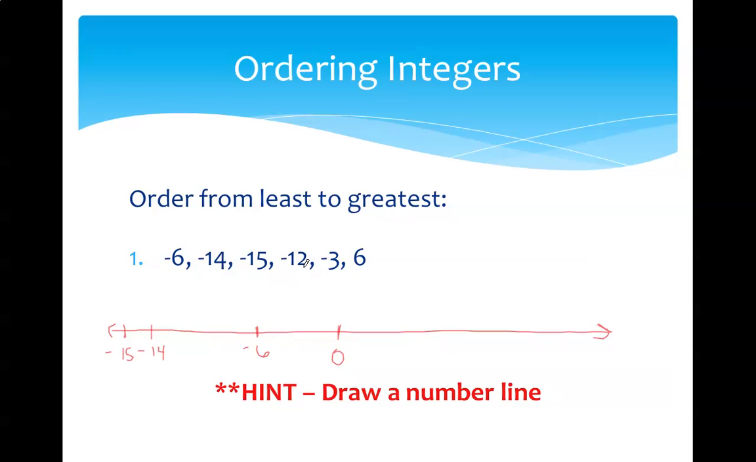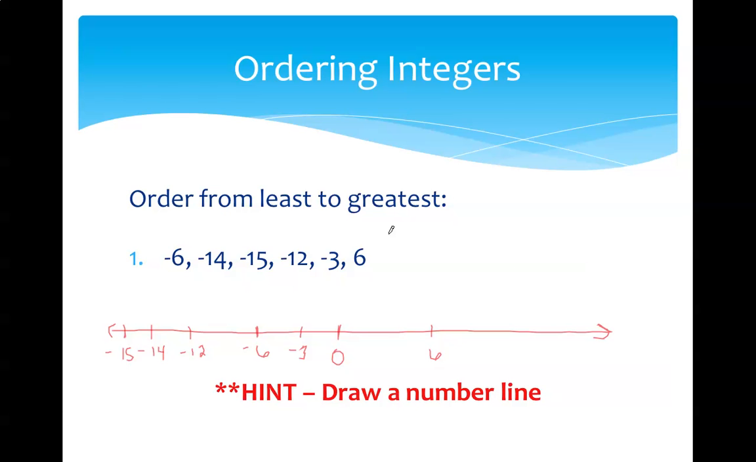Then I have -12. Well, -12 is going to fall in between -6 and -14, so we're just going to put it about right here. Then -3. -3 is on the left-hand side, but it is only 3 spaces away from 0, so it's going to fall in between 0 and -6. Then we have +6, and positive is on the right-hand side, so it's going to go over here on the right-hand side. Now, this has already set me up for ordering it from least to greatest.